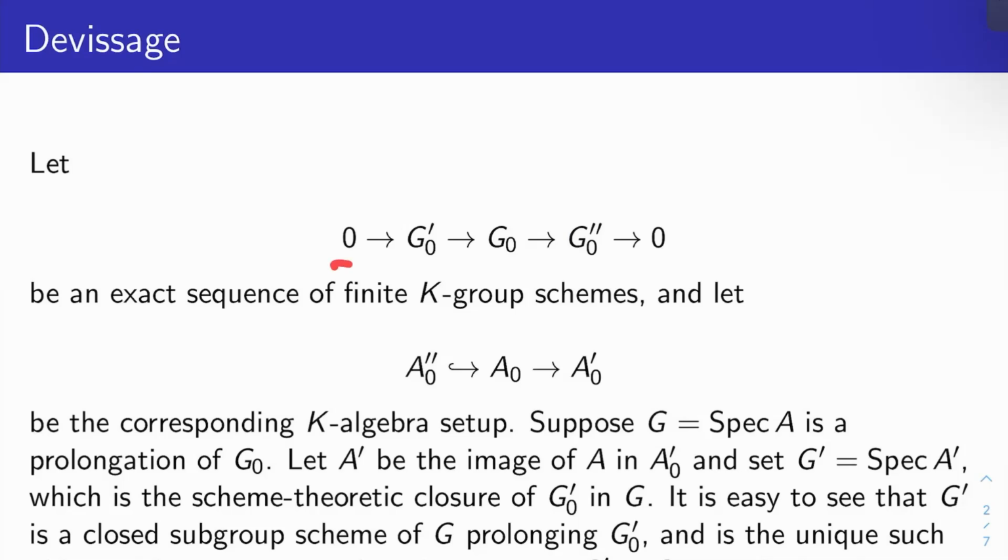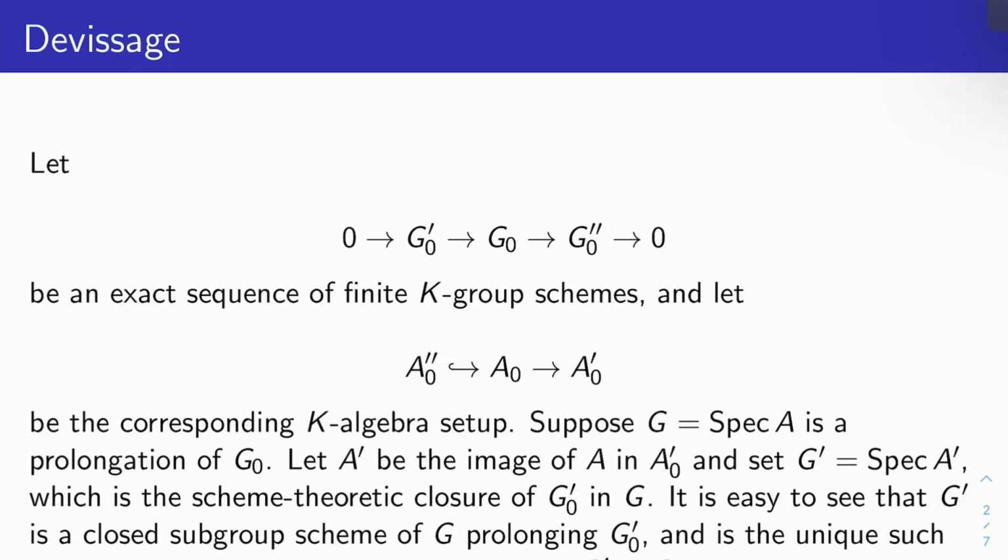So let's let 0 to G prime to G to G double prime to 0 be an exact sequence of finite K group schemes where K is a field of characteristic 0. And we will let A double prime 0 inject into A0, which maps to A prime 0, be the corresponding K algebra setup in the reverse order. So reverse the order of the arrows and take the corresponding K algebras. We talked about this last video.